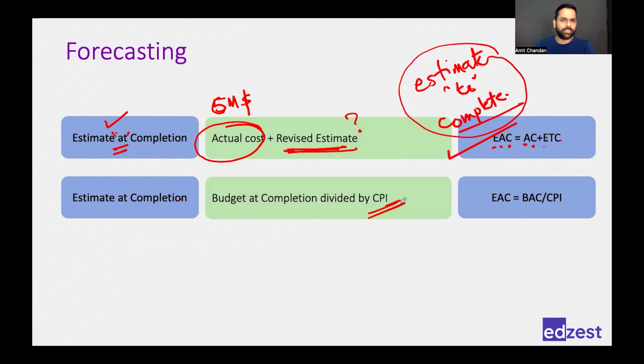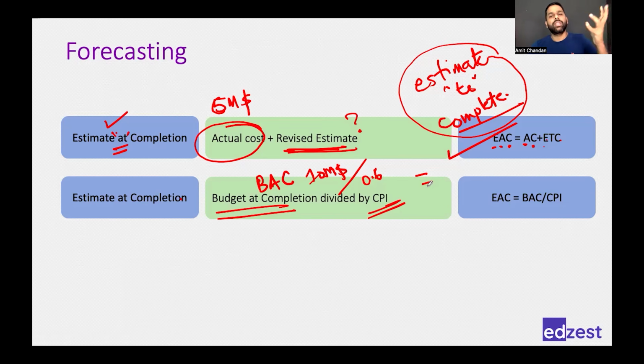Right? CPI is the efficiency at which I am spending money. Whether it is more or less, it is going to remain the same for the next 6 months or so as well. That's your estimate, that's your understanding. So what will you do? You will pick up your initial budget, which is also called budget at completion. You'll pick up your initial budget, which was $10 million, and you will divide it by your CPI, which is somewhere around 0.6 or something. So 10 divided by 0.6, you will get a number which will tell you how much money you will need. Maybe it will be somewhere around $16 million.